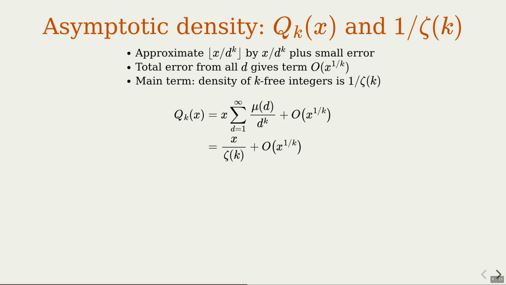This equation summarizes the story. Q sub k of x is x times 1 over zeta of k, plus a smaller error term of size about x to the 1 over k. So, just like for square-free numbers, the zeta function is encoding the exact density, now at the point k instead of 2. We can already see the general pattern. For each k, the density of k-free integers is 1 over zeta of k.